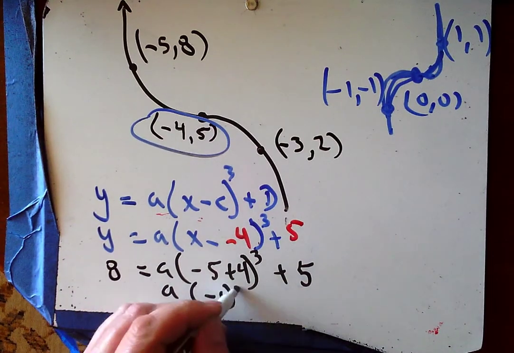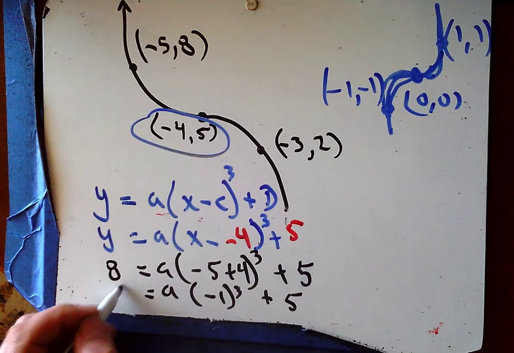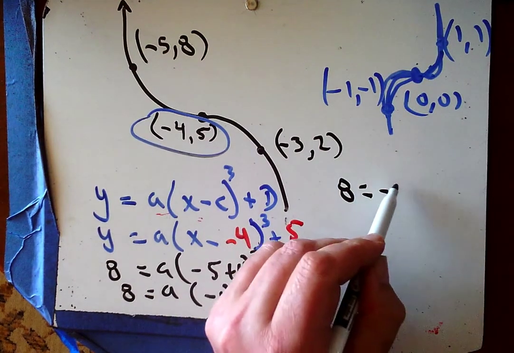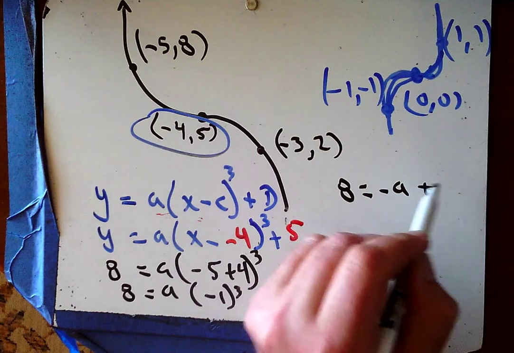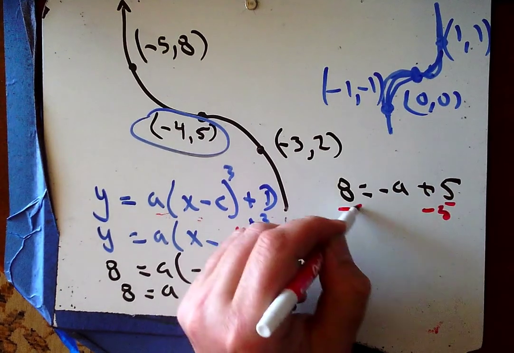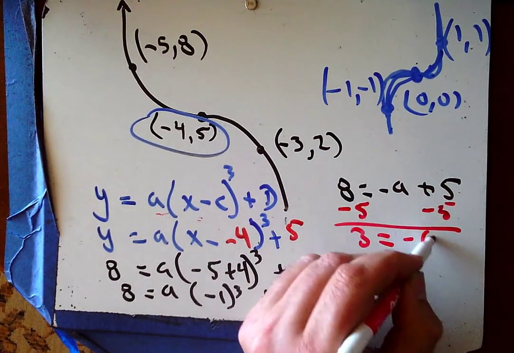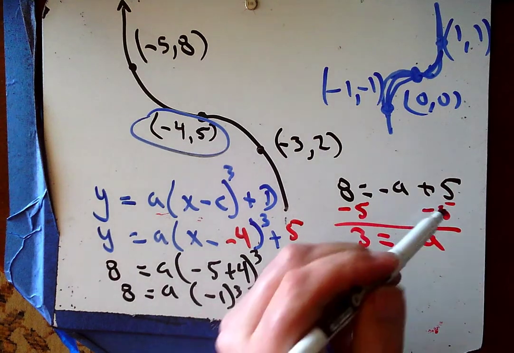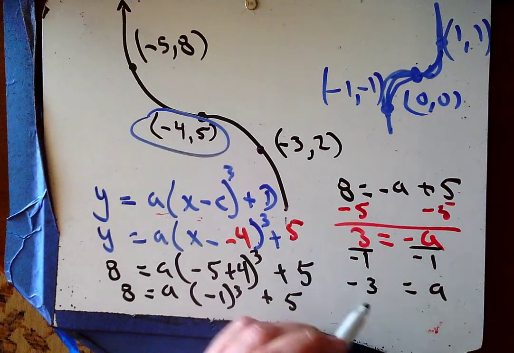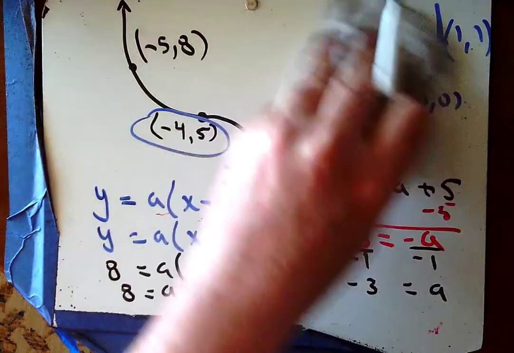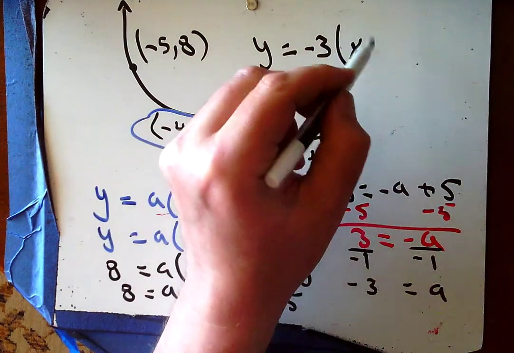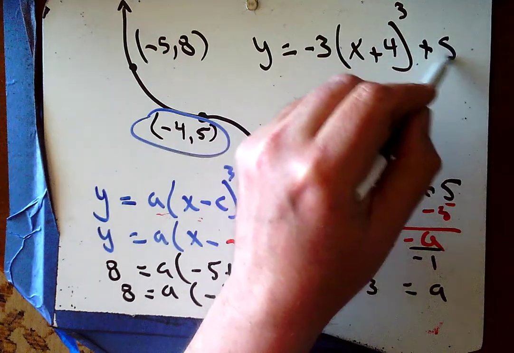Think about negative 1 cubed. It's not negative 1 squared. It's not going to be positive. Negative 1 times negative 1 times negative 1 is going to give me negative 1a. So I have negative a plus 5. In order to solve this equation for a, I need to subtract 5. 3 equals negative a. We don't want negative a though, we want positive a. So I have to divide both sides by negative 1. So a equals negative 3. So my equation will simply be y equals negative 3(x plus 4) cubed plus 5.